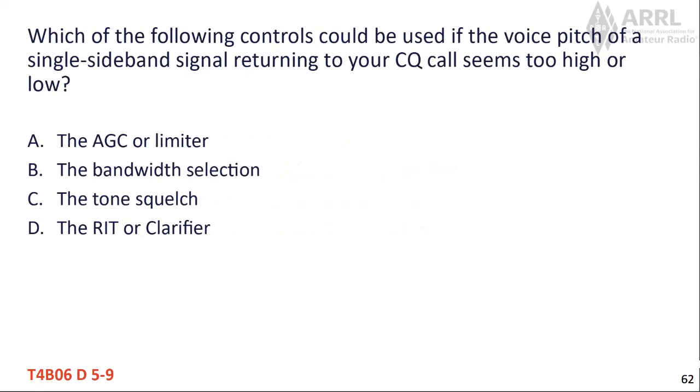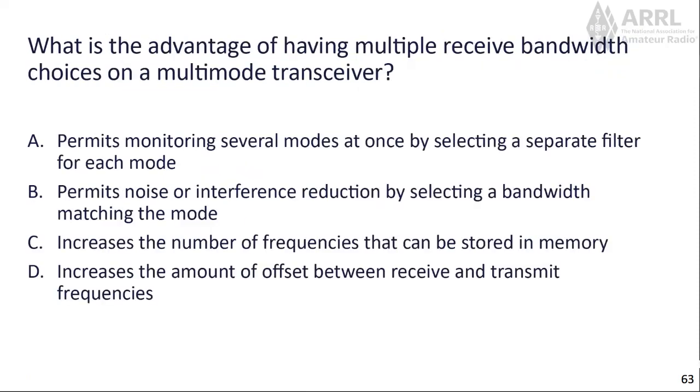Okay, which of the following controls could be used if the voice pitch of a single sideband signal returning to your CQ call seems too high or too low? The RIT or clarifier. What is the advantage of having multiple receive bandwidth choices on a multi-mode transceiver? Okay, it permits noise or interference reduction by selecting a bandwidth matching the mode. Okay.